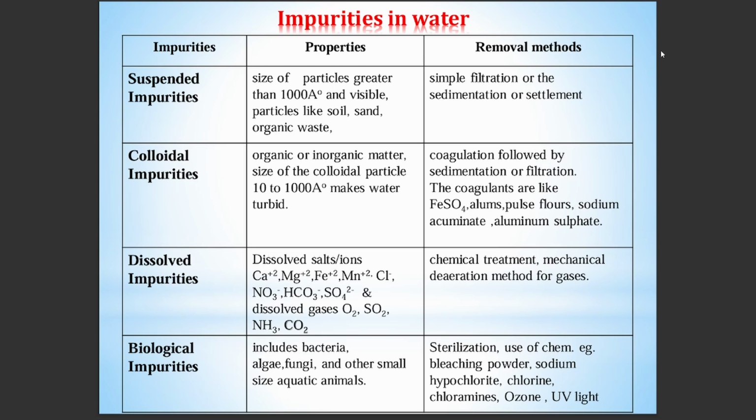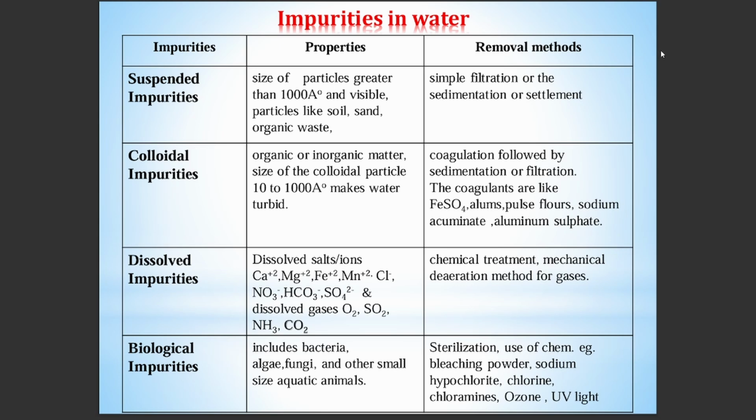Second impurity, colloidal impurities. Colloidal impurities consist of organic and inorganic matter of the size 10 to 1000 angstrom unit, and these are the colloidal particles which make the water turbid. So these colloidal impurities can be removed from the water by coagulation followed by sedimentation or filtration. Here, some coagulating agents such as ferrous sulfate, alum, sodium aluminate, and aluminum sulfate can be used for the removal of colloidal impurities.